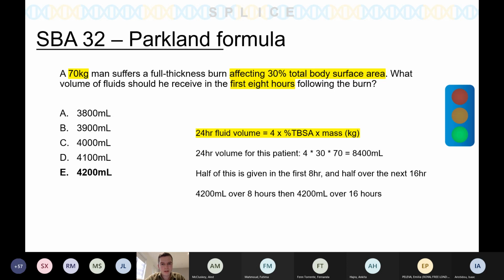That green light does not mean it's an easy question. It's a dangerous condition, having a severe burn, so I gave it green, but I think it's actually quite a tough question. So if you got it right, well done. If you didn't, don't worry. Just learn the formula and learn that the first half is given in the first 8 hours, and that's kind of all there is to this question.